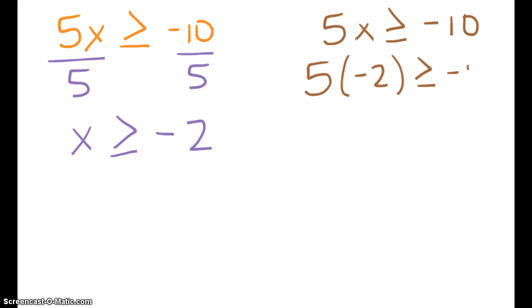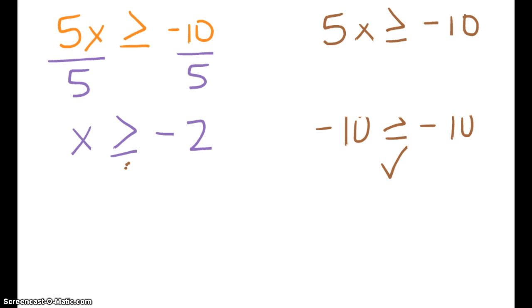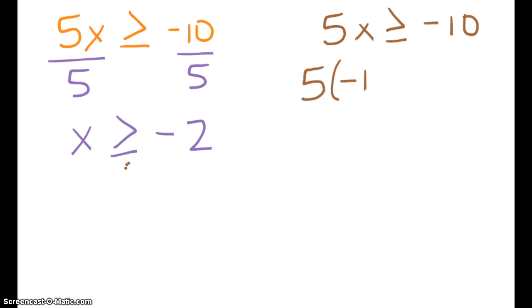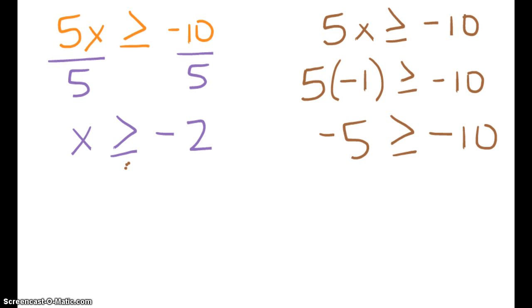What would happen? We would end up with negative 10 is less than or equal to negative 10, which is a true statement. So we know that x can equal negative 2. Now let's choose a number that is greater than negative 2. Let's just go with negative 1. 5 times negative 1 is negative 5, and negative 5 is greater than negative 10. Think about it on a number line.